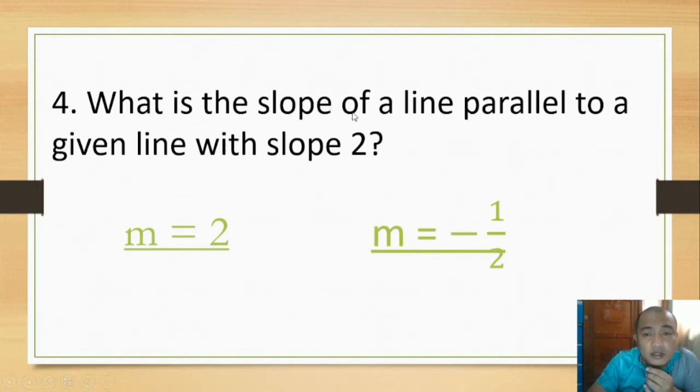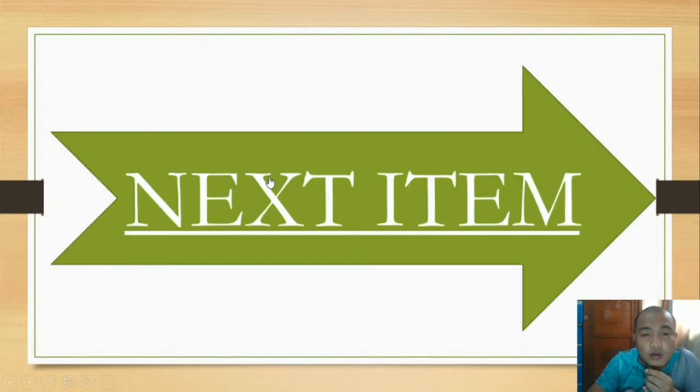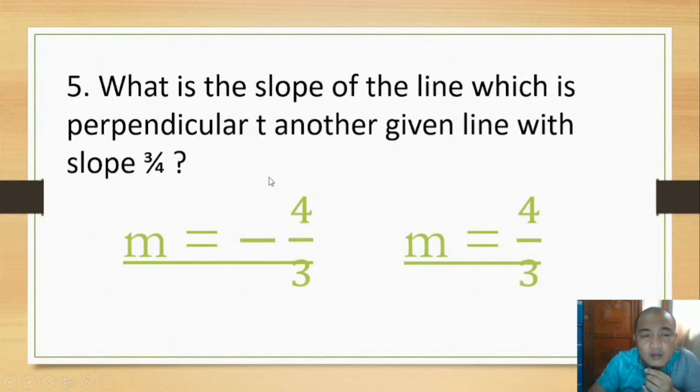Next item, number 4, what is the slope of a line parallel to a given line with slope 2? This is just a review. Of course, two parallel lines have equal slope. So if the slope of a line is 2, therefore the slope of the other line, which is parallel to that line, is also 2. So the correct answer is positive 2. You are awesome.